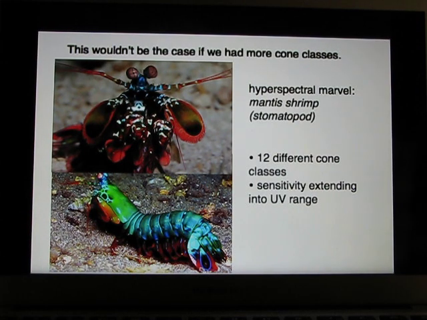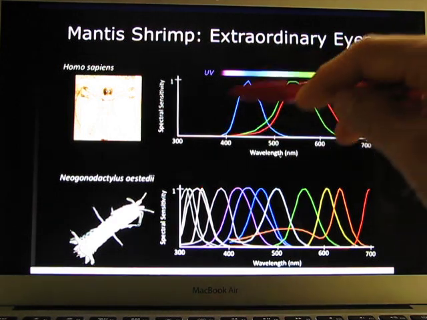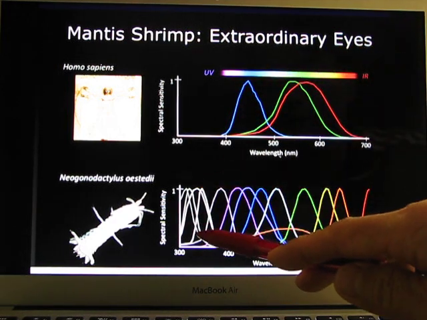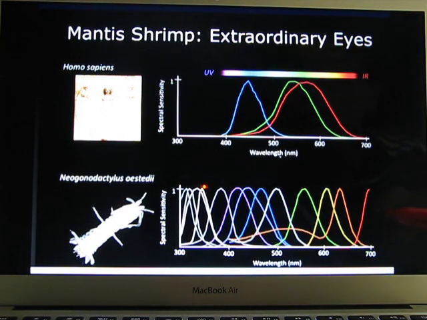Some species, like the mantis shrimp, actually have 12 different kinds of cones. Humans have three kinds of cones, and this mantis shrimp has 12. So it covers the whole range from UV to infrared.